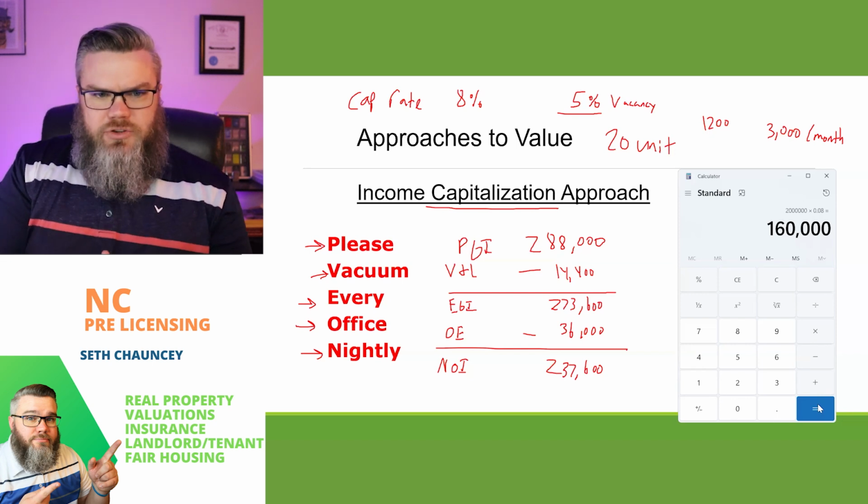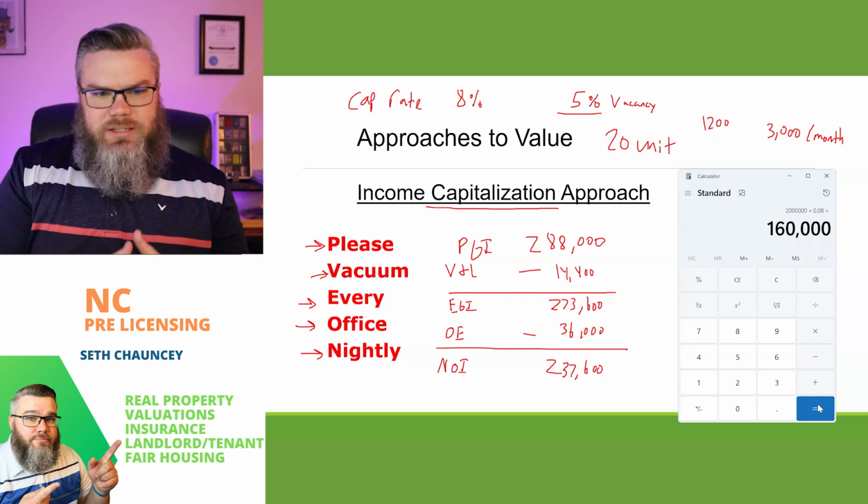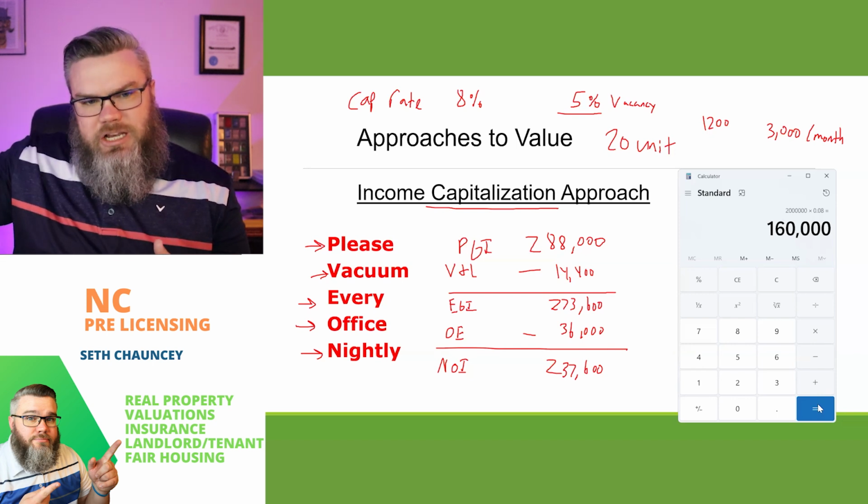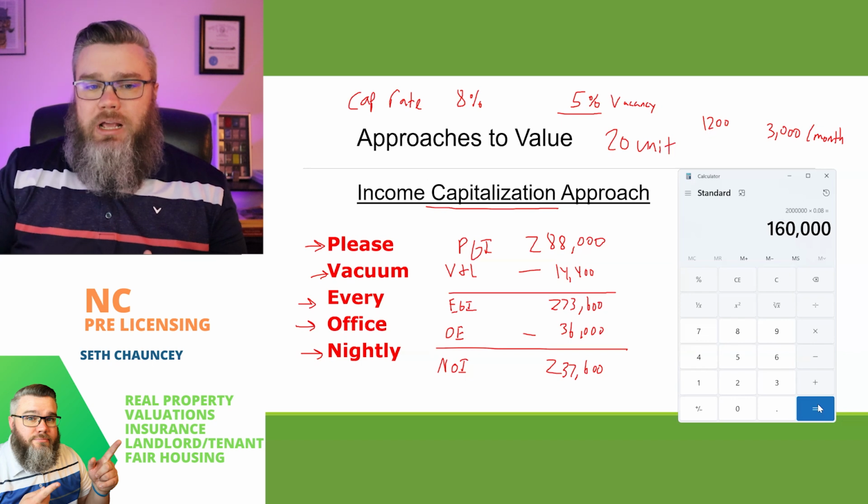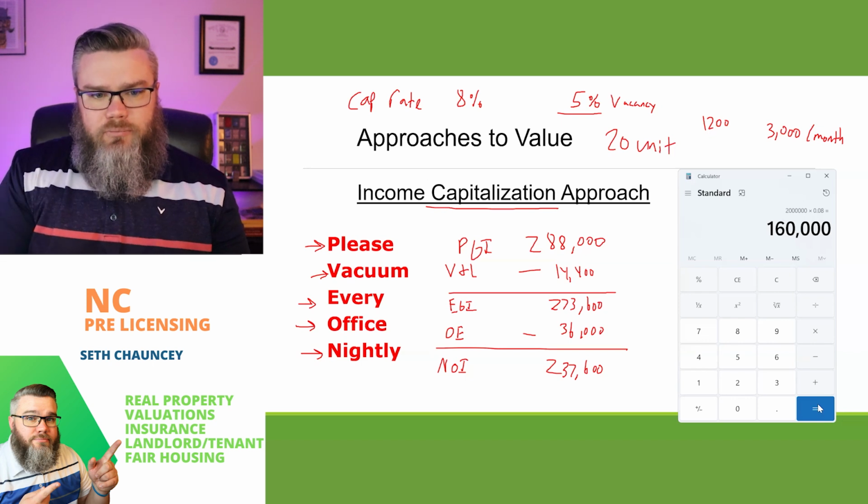Cap rate is your year-on-year return on your investment. So if I said that I bought a $5 million property at a 6% cap rate, I am making 6% of $5 million in net operating income year over year.